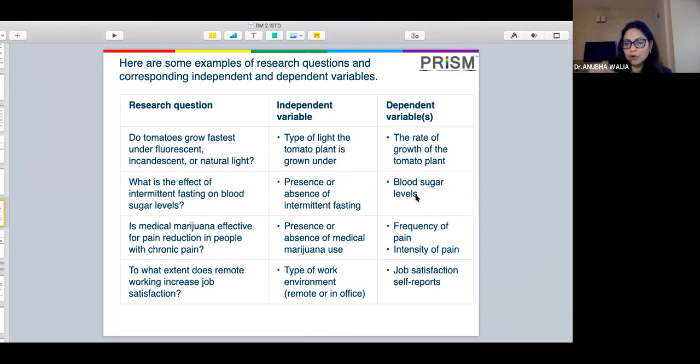So the amount of sugar that you have will be affected by your intermittent fasting, and you will increase or decrease your weight, whatever happens. In the very same way, to what extent does remote working increase job satisfaction? So your job satisfaction is dependent on the work environment. So this is how you need to ensure that your research question has both the dependent as well as the independent variable, and you will see your research will become much easier. Are we good to go?